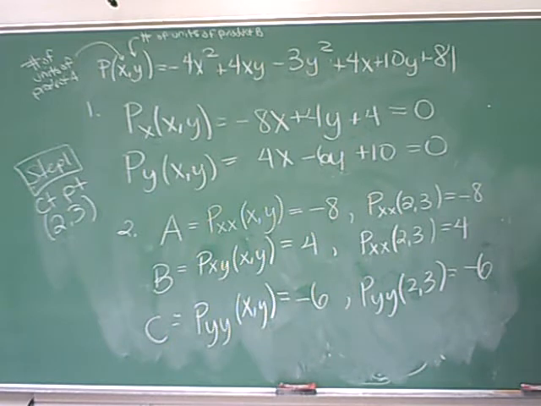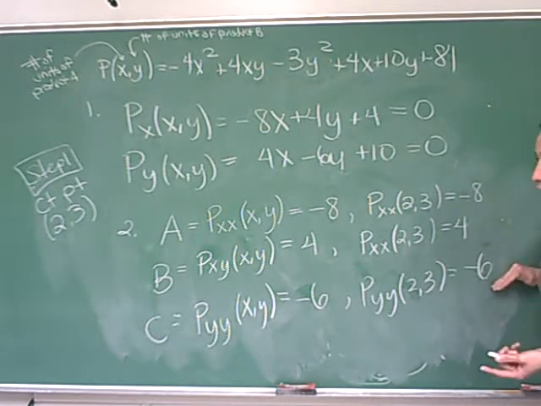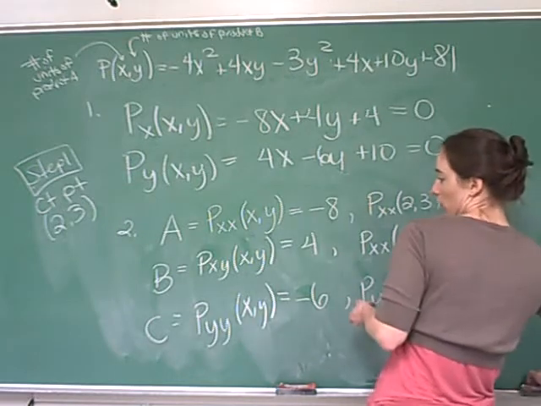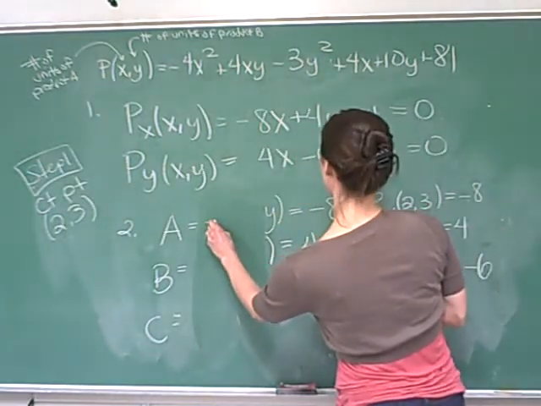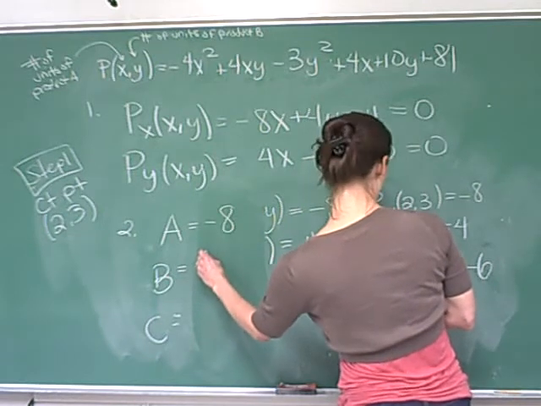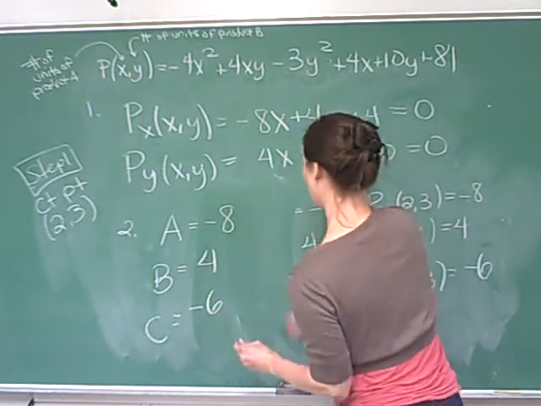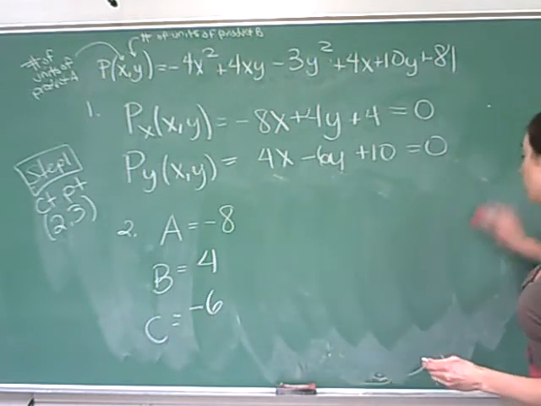Okay, so I'm going to have to do some erasing. So I'm going to record these 3 values for my a, b, and c so I can use them later in my calculations. So let's do that. -8, 4, and -6.